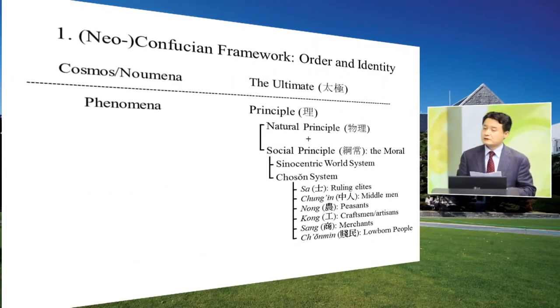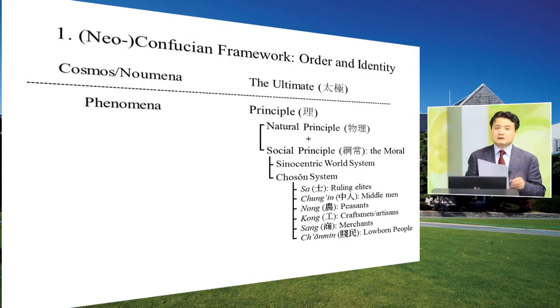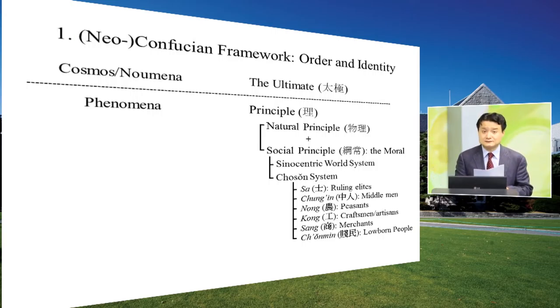Okay, chapter 1, Neo-Confucian Framework, Order and Identity. As I said, this is the theoretical part, regarding the theoretical framework and information to understand Confucian practice in Joseon. Confucian scholars, specifically the Neo-Confucian scholars, believed that there is a world unseen, beyond the world that we can experience, feel, and touch. But still, they believed that there is a general grounding, a basic law of this unseen world. That's what they call the Ultimate, or Tai Chi, or Taegeuk. So Taegeuk is the law of the world unseen.